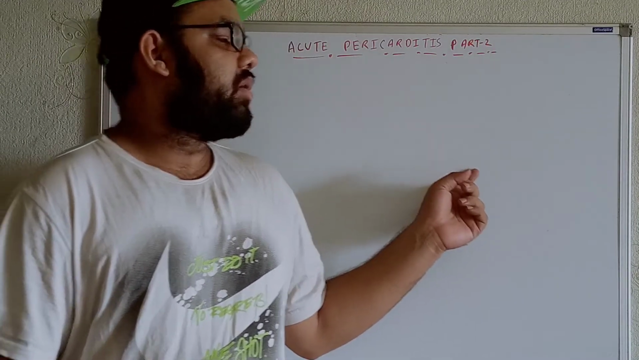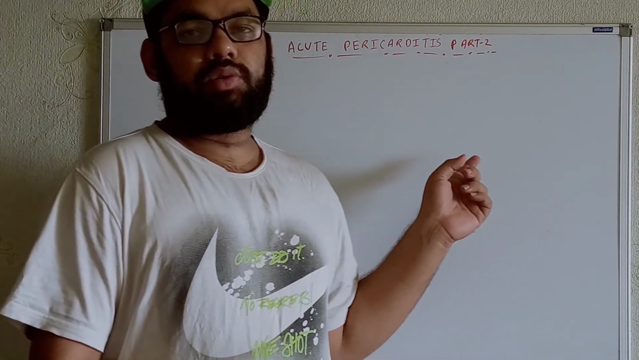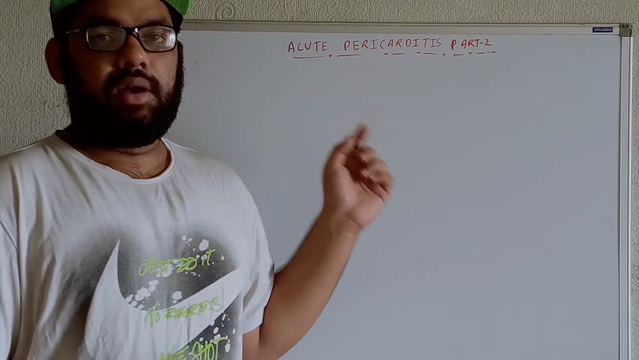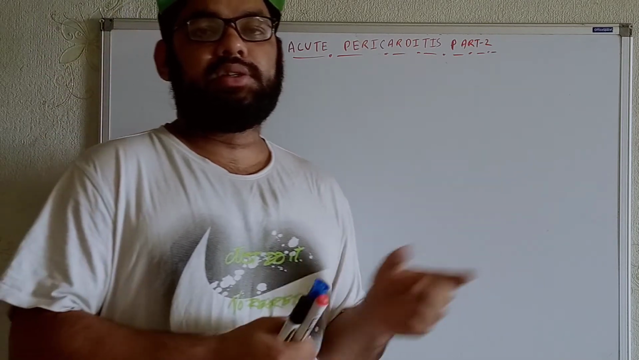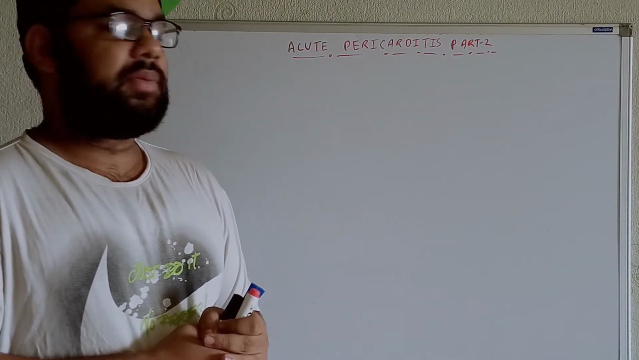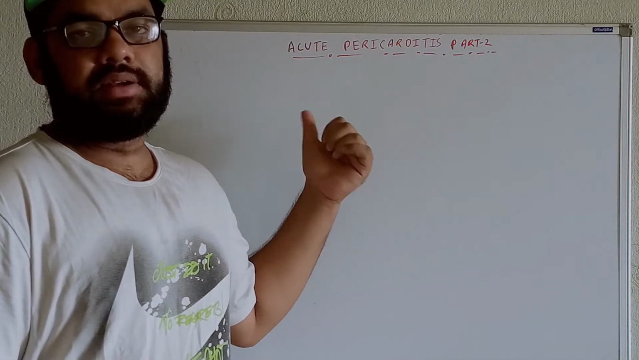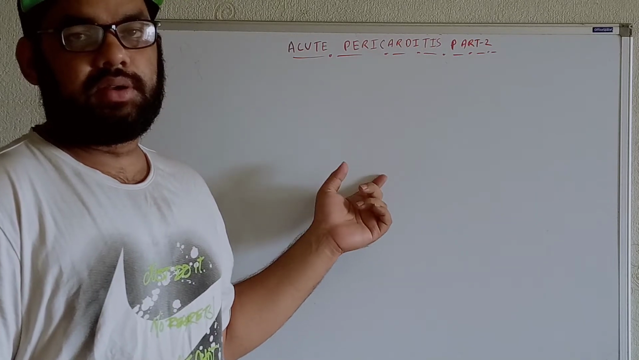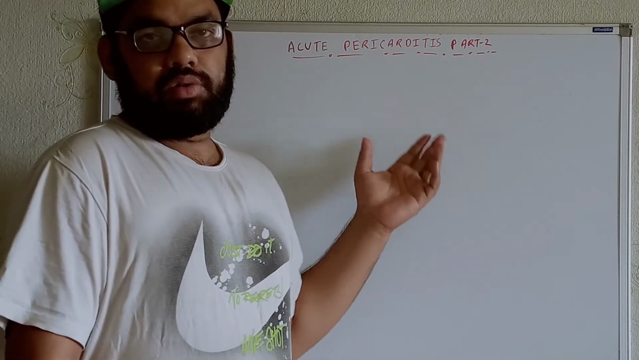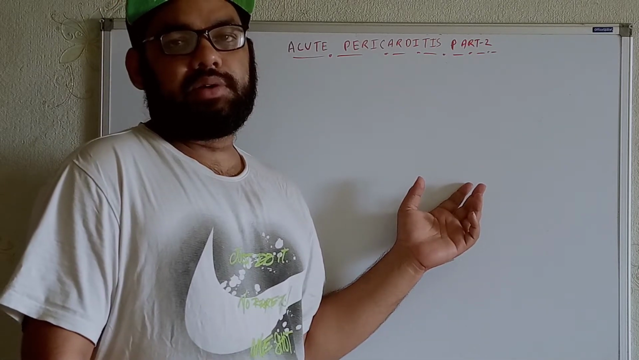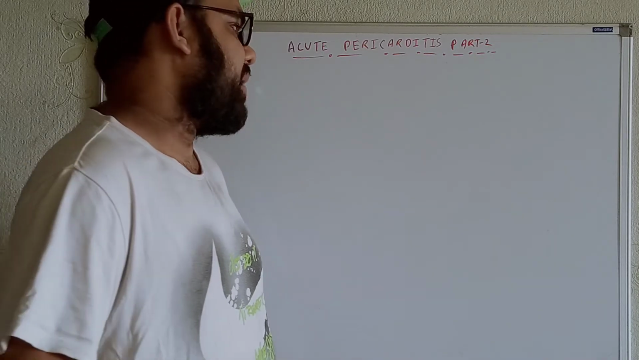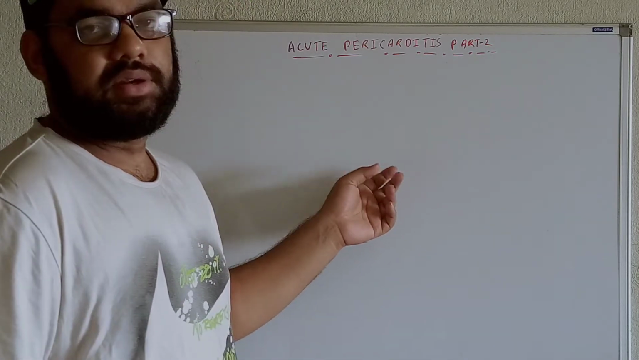So I have already uploaded one video on acute pericarditis part 1, where I explained all these things in terms of the infective regions. Now, as far as the etiological classification of acute pericarditis is concerned, I described three classifications. First, the infective; second, the hypersensitivity mediated pericarditis; and third, miscellaneous. That means the non-infective, or we can say non-hypersensitivity mediated.